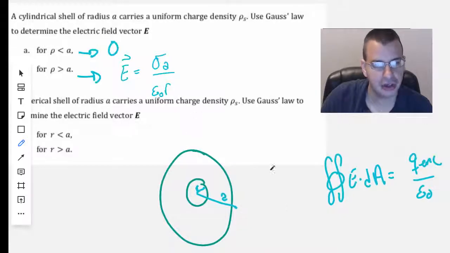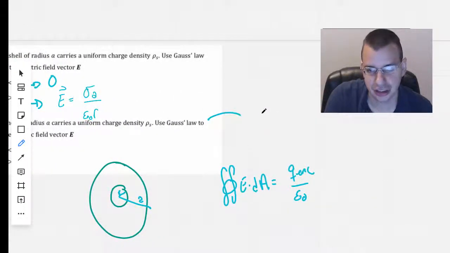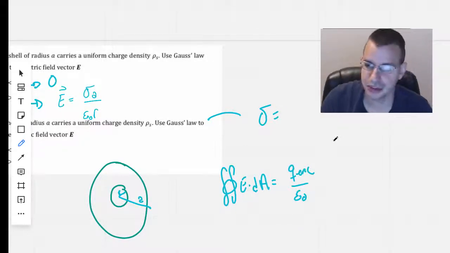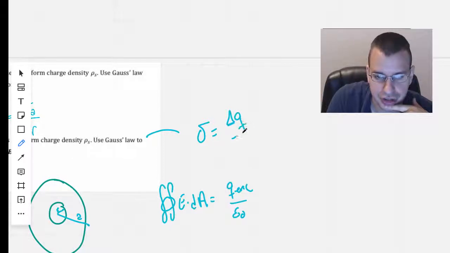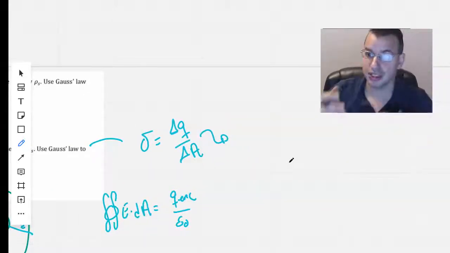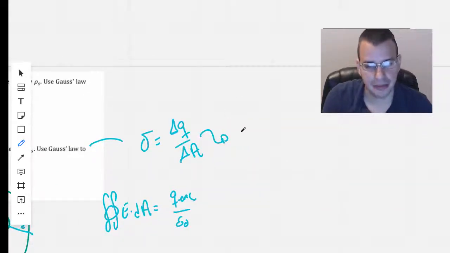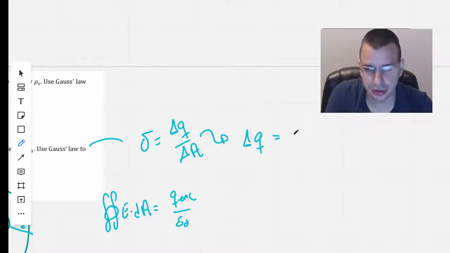We're given a uniform charge density. I'm going to call that a surface charge density. So sigma will be my surface charge density. I'm going to say that's a small amount of charge for a small amount of area. I like to start off by saying it's small amounts because that way, if we want to use it as an integral, it's easier to make that leap of faith. So rearranging this, we have delta Q equals sigma delta A.